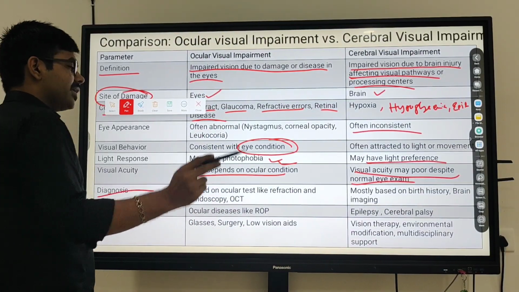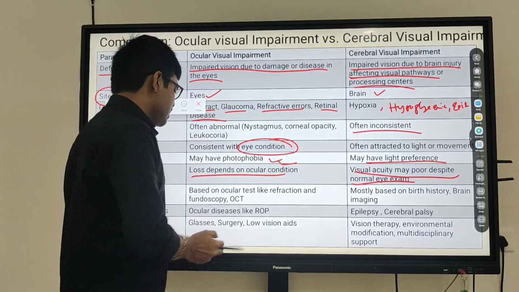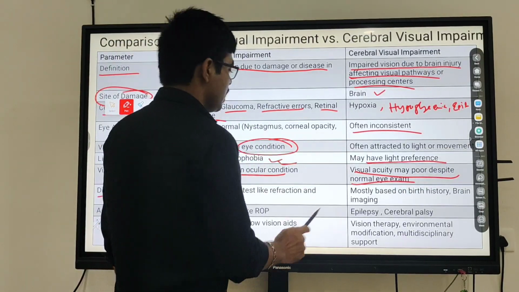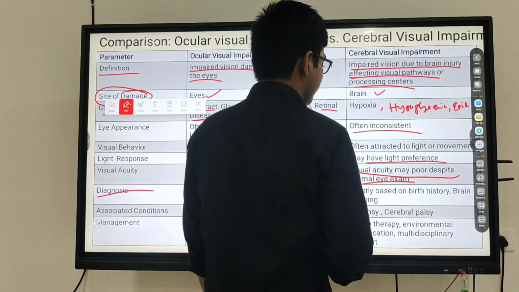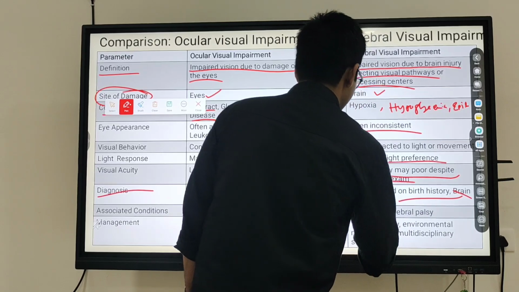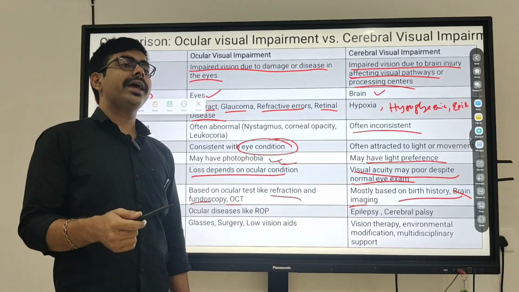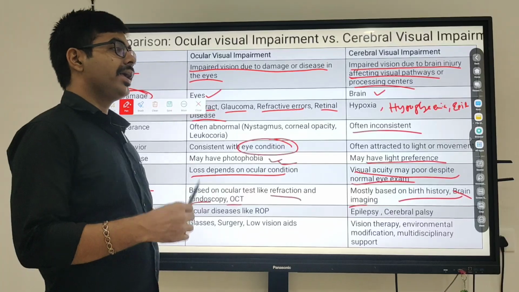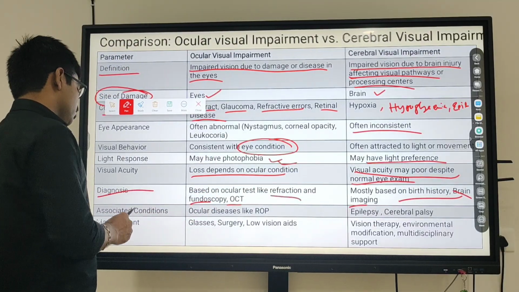Next, diagnosis. How will you diagnose ocular visual impairment? By examining the posterior and anterior segments of the eyes, by doing fundoscopy or OCT, and by doing cycloplegic refraction. But cerebral visual impairment is mostly diagnosed by the birth history, brain imaging, and other diagnostic tools like seizure monitoring by EEG, or VEP. Through these we can diagnose that the child may have cerebral visual impairment.